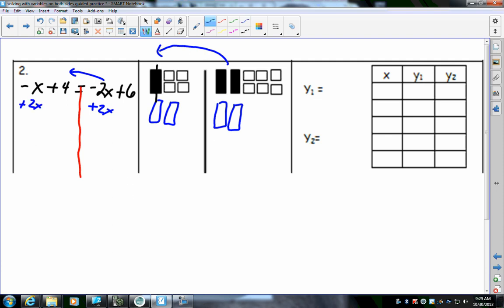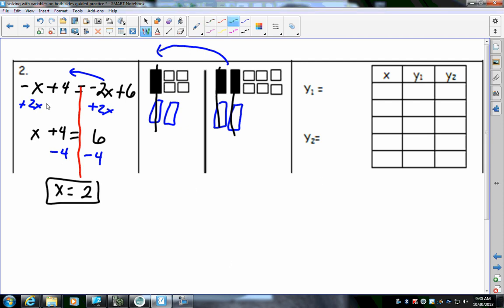Now a positive takes away a negative on the x's, and what I'm left with, 2 minus 1x is 1x plus 4 equals. These x's cross out, and I'm left with 6. Now, like our regular one-step equations, subtract 4 from each side. X equals 2. That's what I believe the answer is.